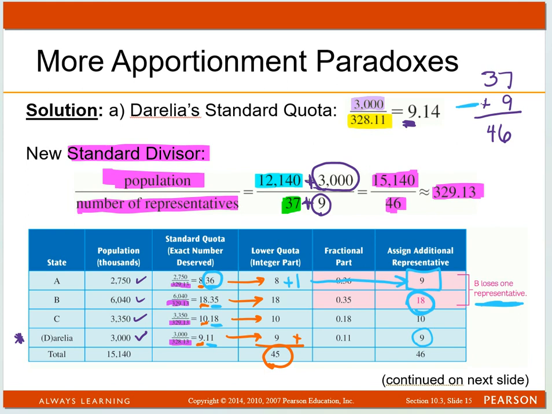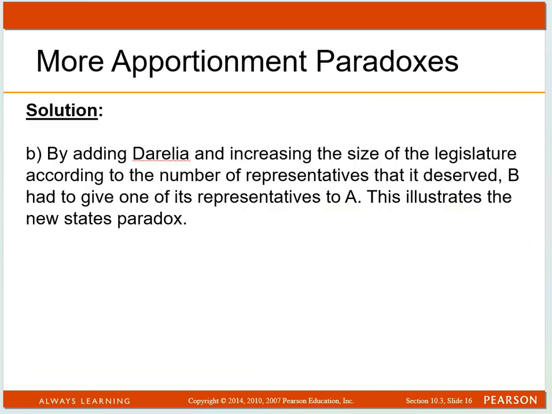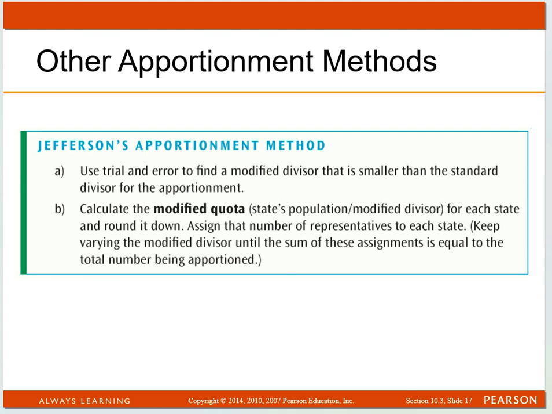Okay, so I just realized that I finished this problem, which was part A, and I never went to part B. I mean, I talked about part B, but I didn't really show this slide. But this basically says that by adding Dahlia and increasing the size of the legislature according to the number of reps that it deserved, B had to give one of its reps to A, and this illustrates the new states paradox. Okay, so anyway, moving on.